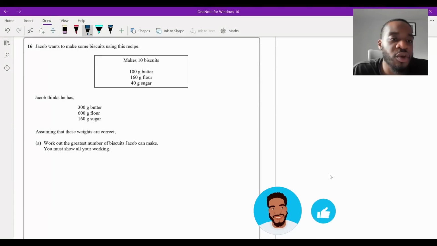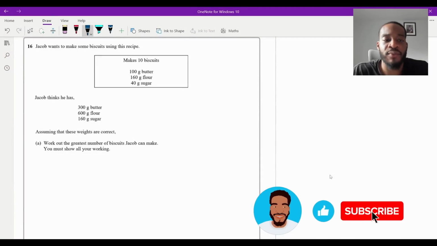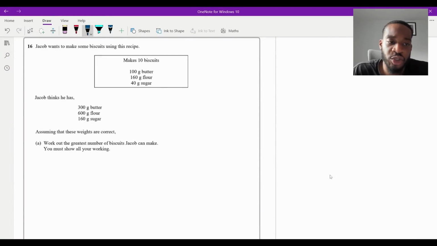So question 16 says Jacob wants to make some biscuits using this recipe. If you make 10 biscuits, you've got 100 grams of butter, 160 grams of flour, 40 grams of sugar. Jacob thinks he has 300 grams of butter, 600 grams of flour, and 160 grams of sugar. Assuming that these weights are correct, work out the greatest number of biscuits Jacob can make. You must show all your working.